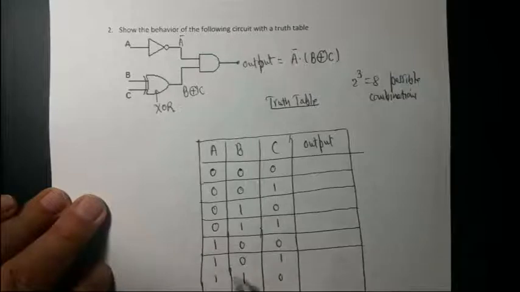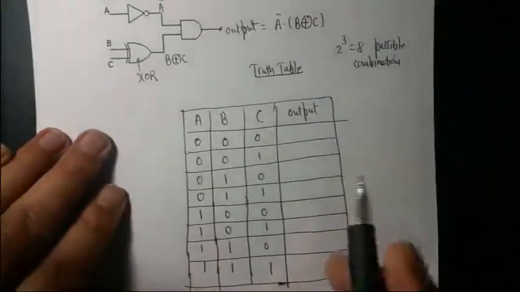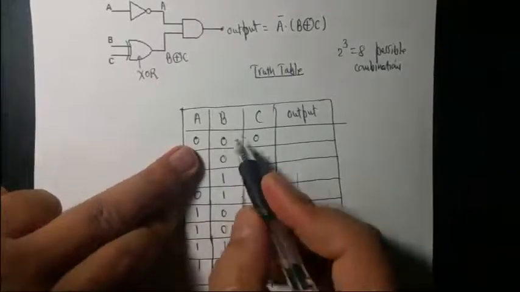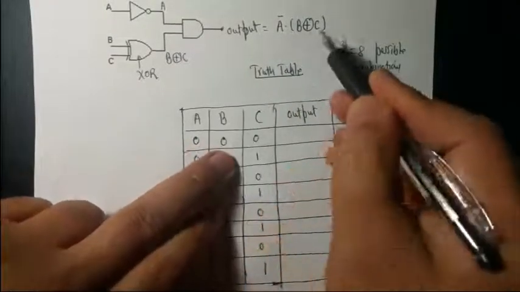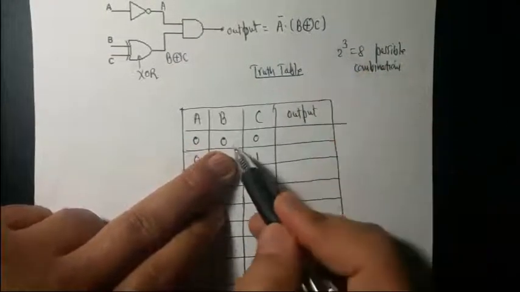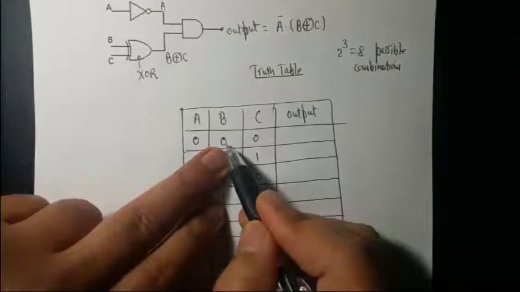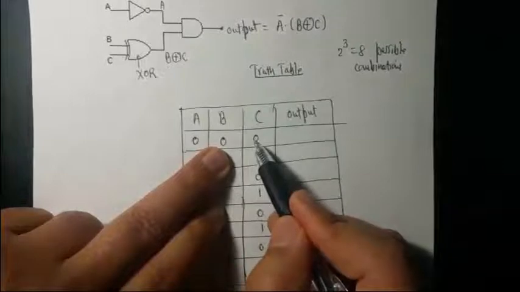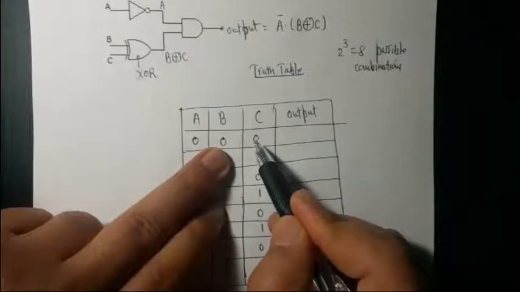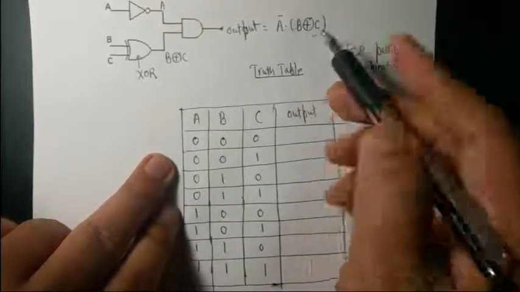Let's see what the output of this logic circuit would be. Let's start with the first one. A and B: A is complemented, so this becomes 1, and B and C go to the XOR gate. If both inputs are the same, it will produce 0. So basically 0 times 1 is 0.